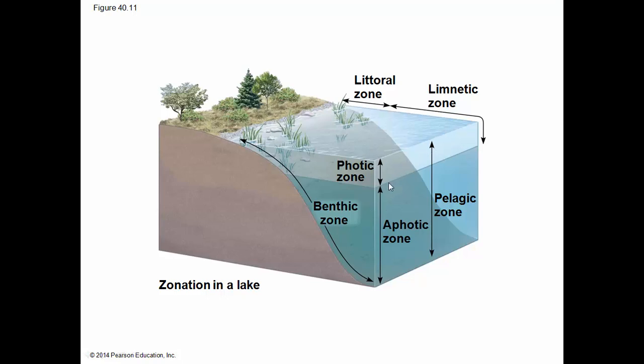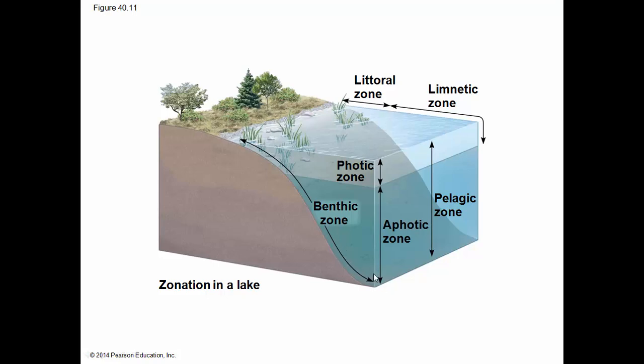And then down below the photic zone is the aphotic zone, or without light. And this area away from the littoral zone is the limnetic zone, or the pelagic zone. This is the area away from the littoral zone, away from the shore. And then the benthic zone is all this area here along the bottom of the shore. This is the substrate, the benthos.